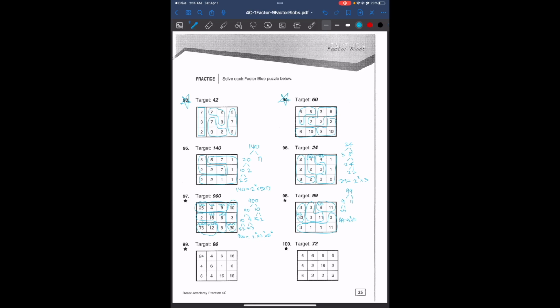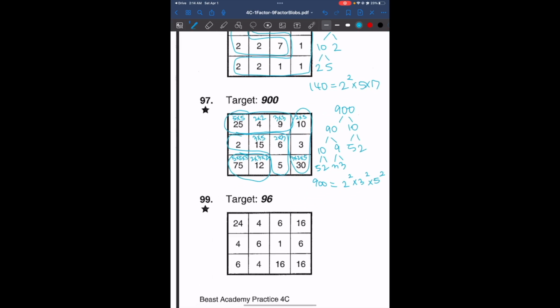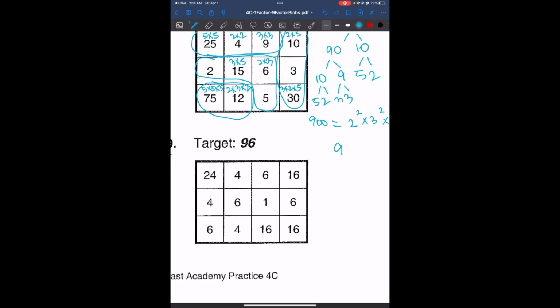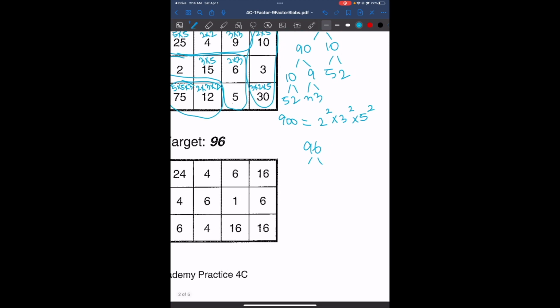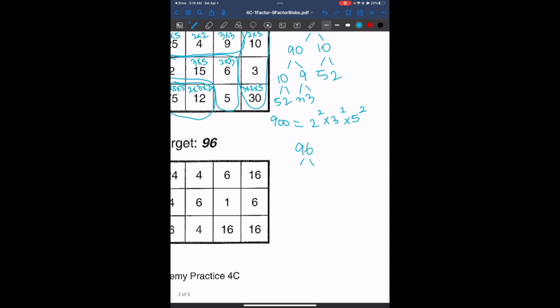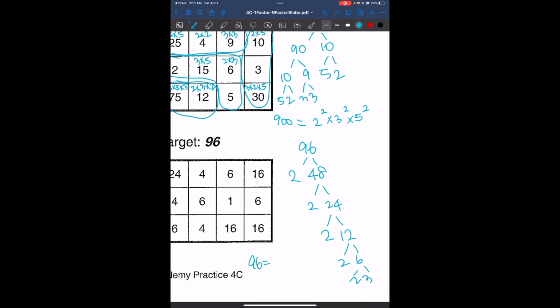Now for problem 99, we have target number 96. So we're going to do prime factorization. Since it ends with the 6, we know it's an even number and it's divisible by 2. So it's going to be 2 and 48, 2 and 24, 2 and 12, 2 and 6, 2, 3. So 96 can be expressed as 2 to the power of 5 times 3.